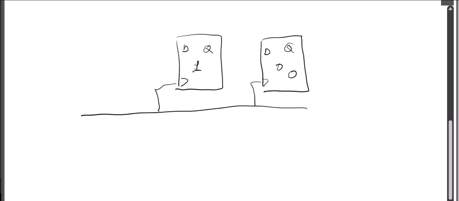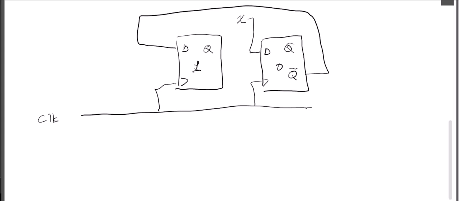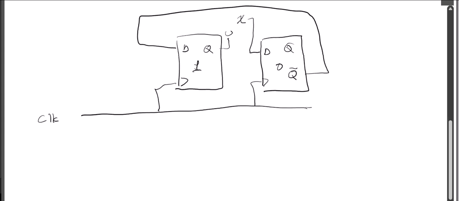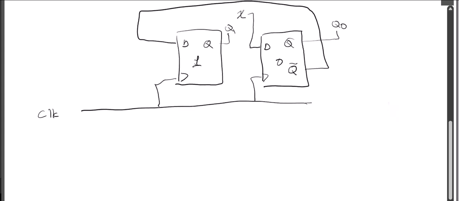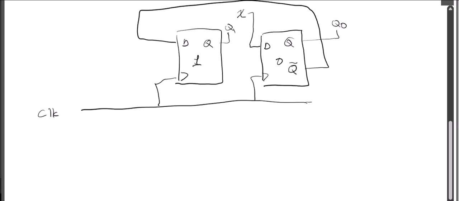And I'll have a Q bar here on 0 because I'll just make this one a little different. So this is the clock. I'll have an input, I'll call it X, and the input X goes into Q0, and I'm going to have Q bar going into Q1. And so here's Q1, and here's Q0. And I want to draw what my output looks like.